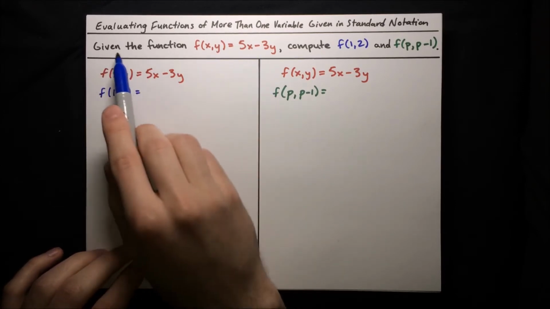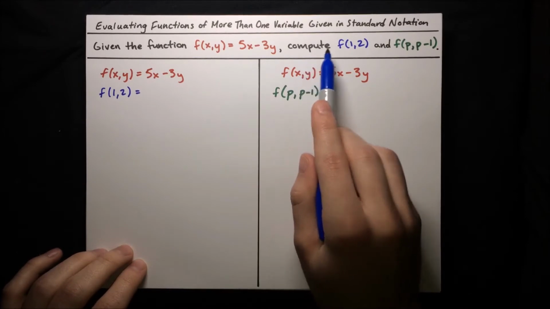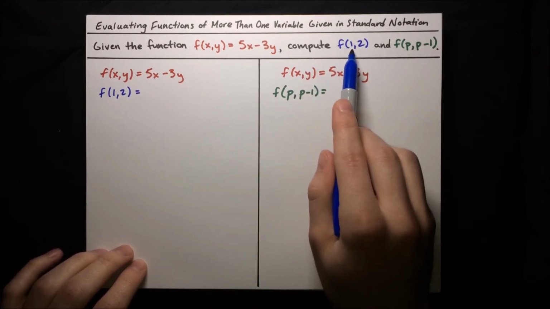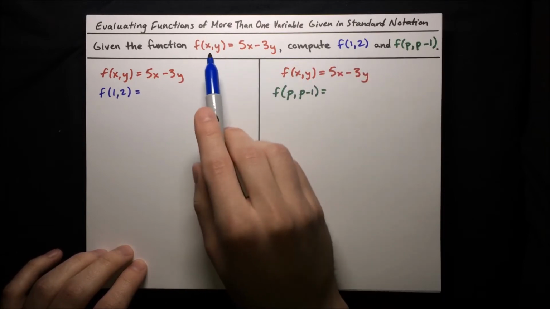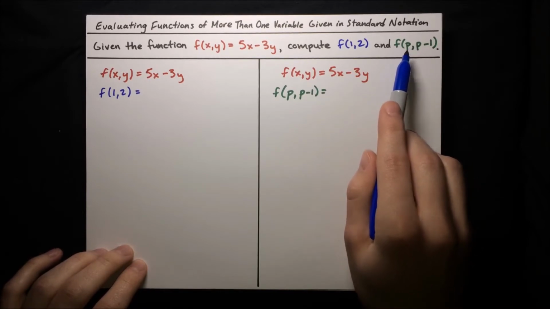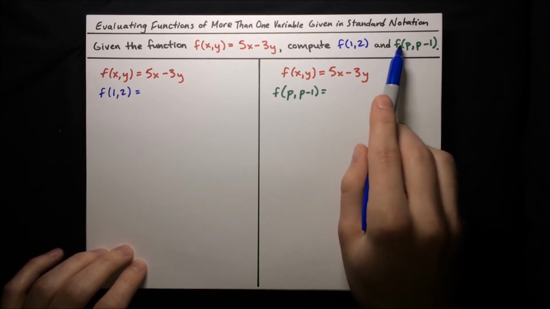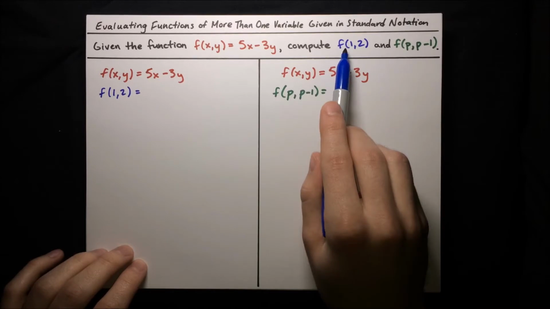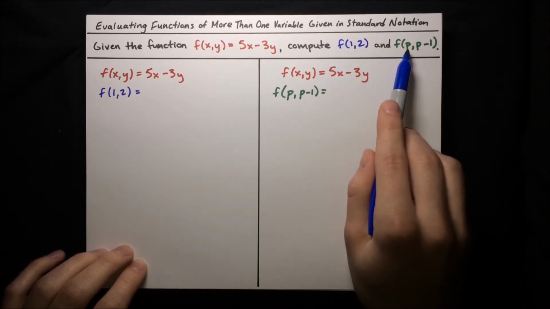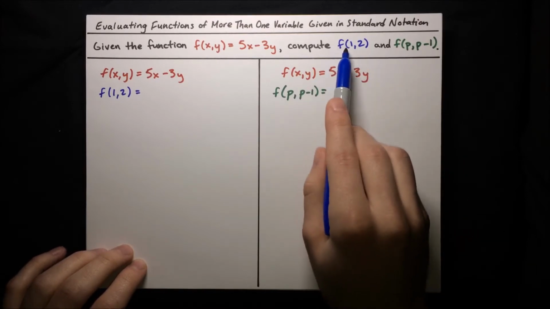Okay. So we're given this function and we want to compute these two values of the function. The first value has actual numbers 1 and 2 for the inputs x and y, and the second value here has both inputs x and y in terms of another variable p. But if that looks scary, don't worry about it yet. We'll just tackle this first one and then that'll give us a really good idea on how to proceed with the second one. Okay, so the first one, f of 1, 2.